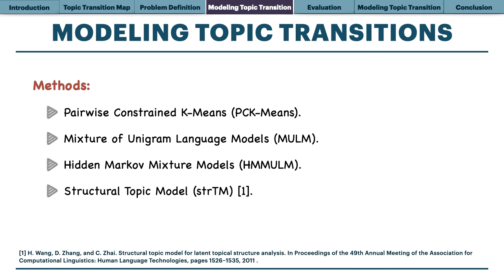So in addition to the PCK-means that we used in our previous work, we explore three more methods: mixture of unigram language model, hidden Markov mixture model, and structural topic model.